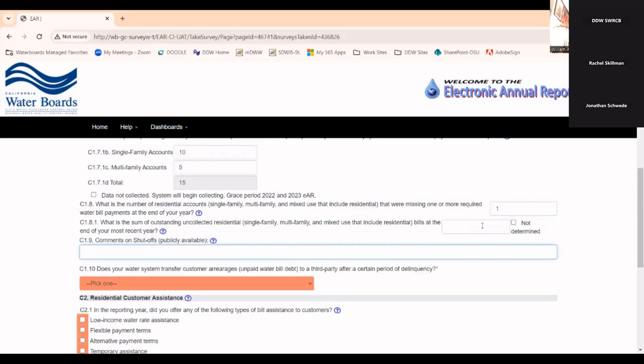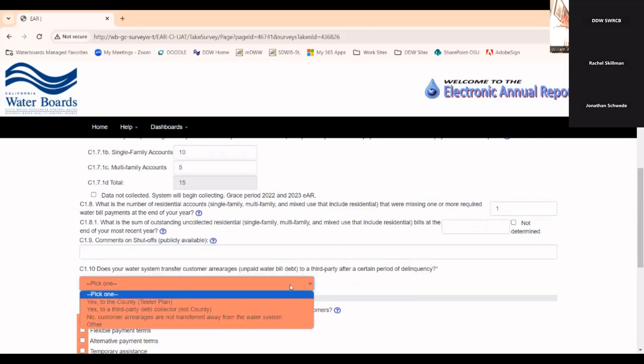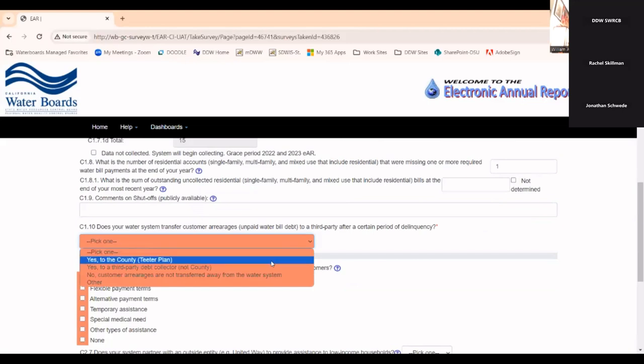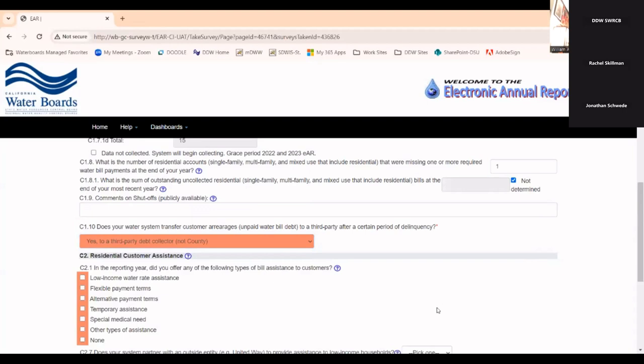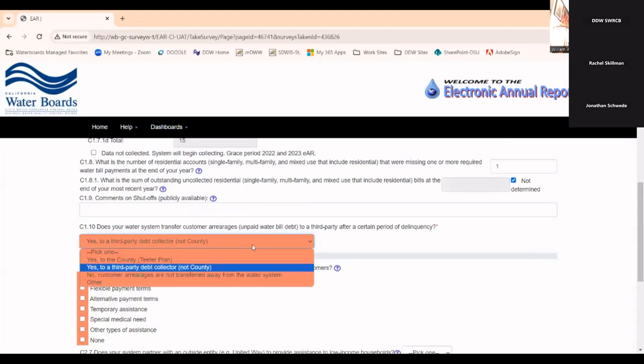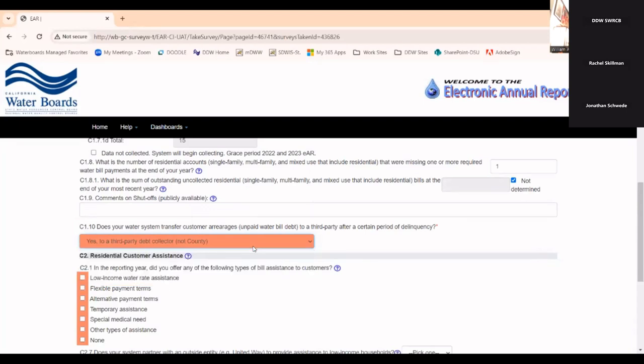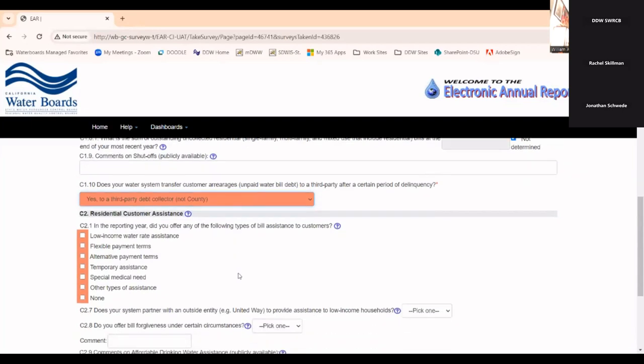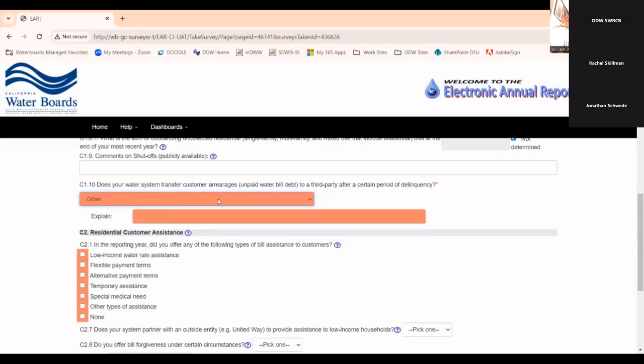Now there are programs out there that allow a water system to potentially transfer customer arrearages outside of the water system scope. A really common one would be like the Teeter plan, where customer arrearages are transferred in a way to the local county. Your water system operators and service people will probably be more familiar with this section as far as where debt can be transferred, but we do have some options available below. Typically the two that we reflect are, are you transferring your debt to the county or not to the county, like to a third party? And if you have some other type of debt transfer program, you could always select other and provide it in the comment box that would appear below C1.10 if you select it. Yep.